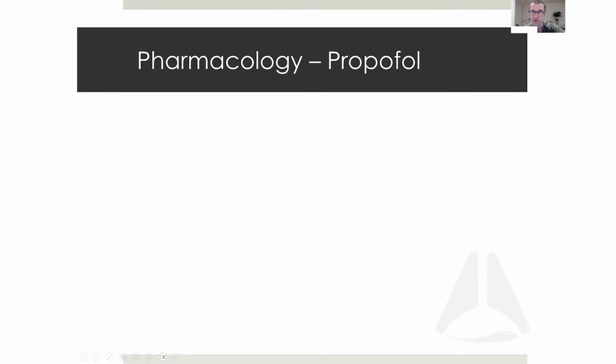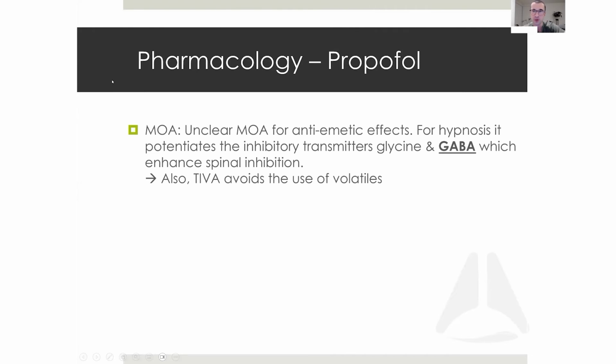Now I've got propofol, and this one I'll just go through briefly because it's pretty straightforward. It's one that we don't know a whole heap about. Works on the GABAergic system. And the reason why propofol is great is, on one hand, it actually reduces the need of using volatile agents, which can provoke nausea and vomiting. But on the other hand, it actually has antiemetic properties itself.